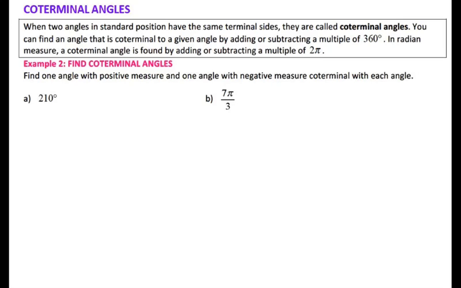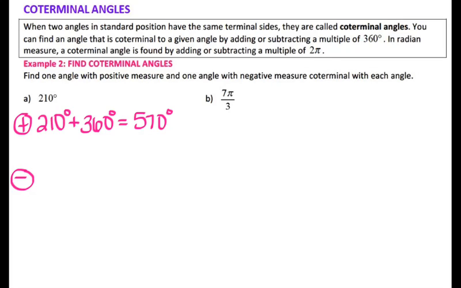So for 210 degrees, I want to find one positive coterminal angle and one negative coterminal angle. So I'm going to start with my 210, and I want to add a full rotation, which in degrees is 360 degrees. So 210 plus 360 is 570 degrees. So that means if I were to actually sketch the angle for 210 and sketch the angle for 570 degrees, it would give me the same picture because they're coterminal.